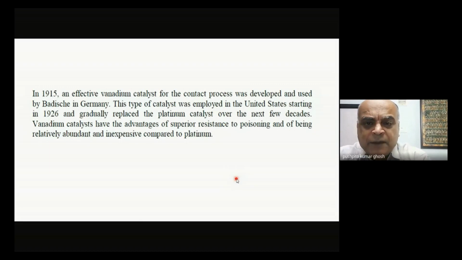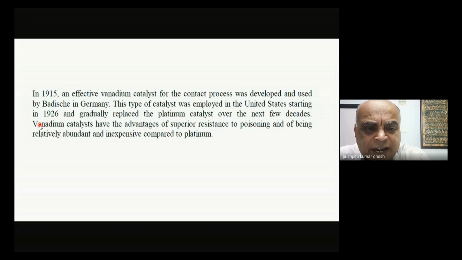BASF. I mean, what a great company. In 1915, an effective vanadium catalyst for the contact process was developed and used by Badische in Germany. This type of catalyst was employed in the United States starting in 1926, even then about 11 years later, and gradually replaced the platinum catalyst over the next few decades. In other words, the platinum catalyst was on for at least 40-50 years. It was there. You might say platinum catalyst contact, of course.